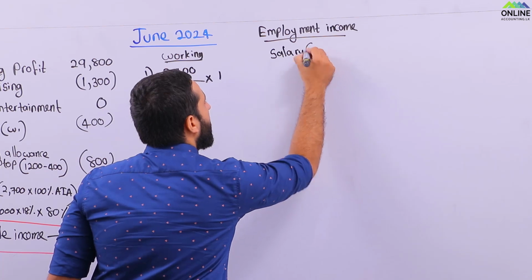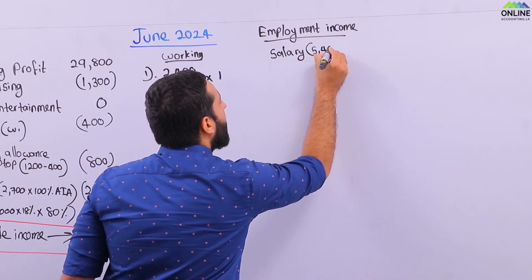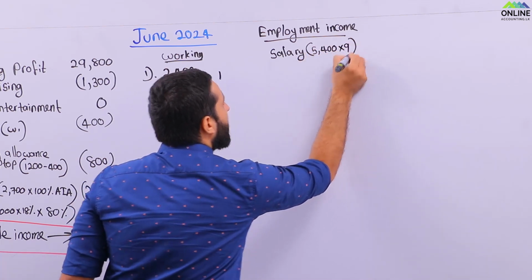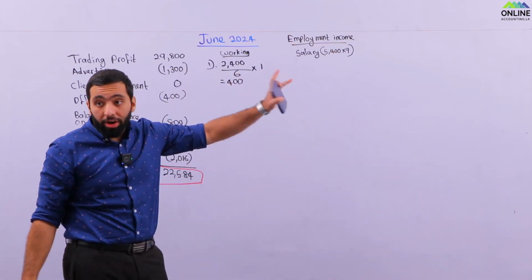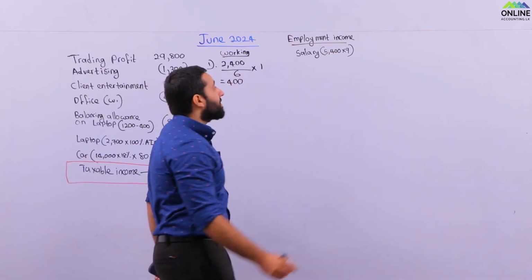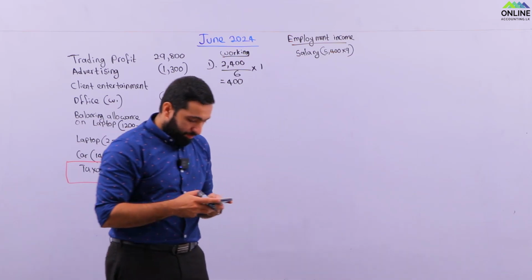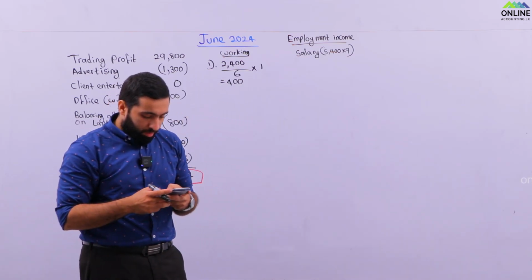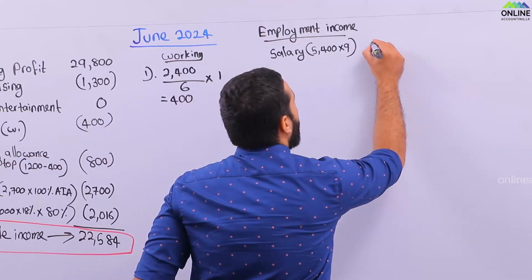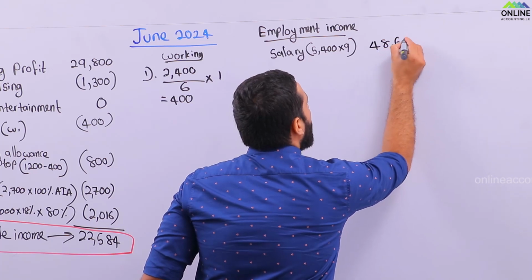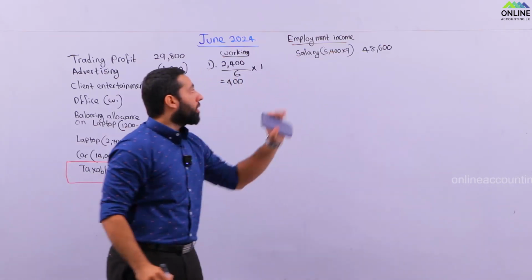How much is the salary? 5,400 multiplied by 9 months. Yes, 5,400. You multiply it by 9 months and this will give you how much? 48,600. Okay, 48,600 is your total figure.